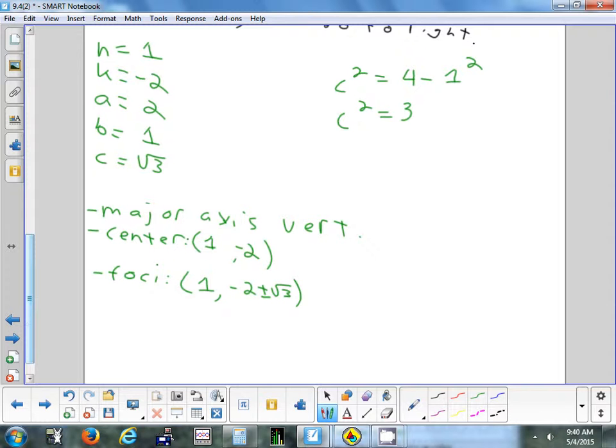If you'd like to write both answers separate, you can. I'm just going to combine them together like that. Everyone understand why I added and subtracted to the y value, not the x value? Because we're going above and below the center.